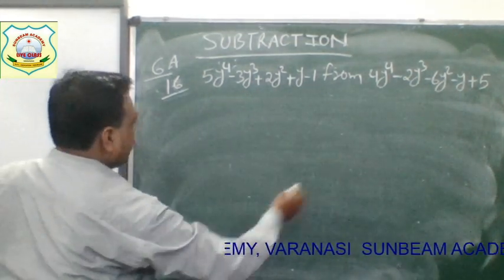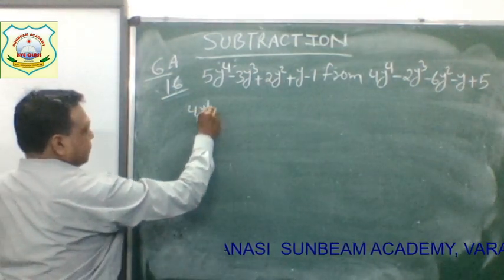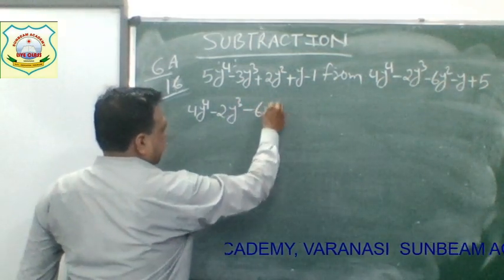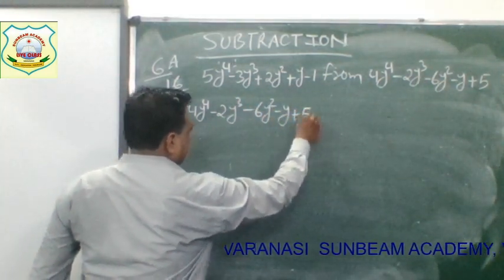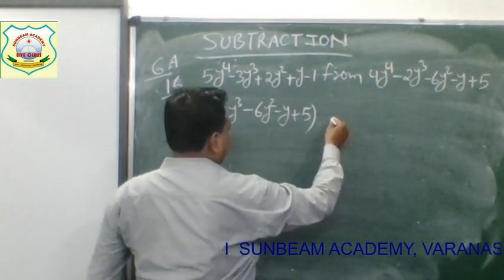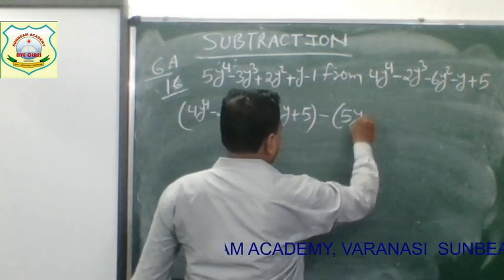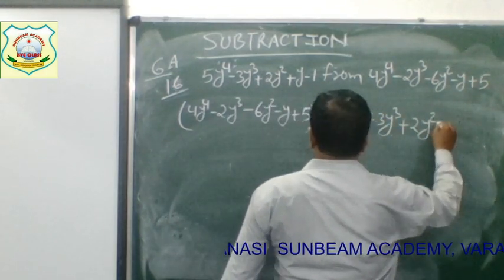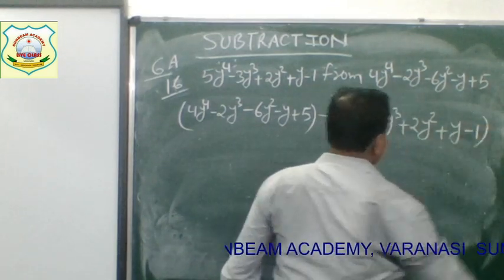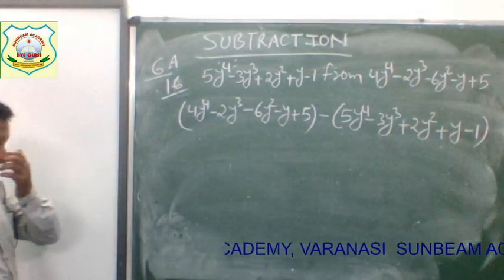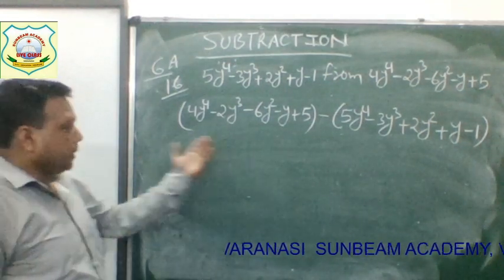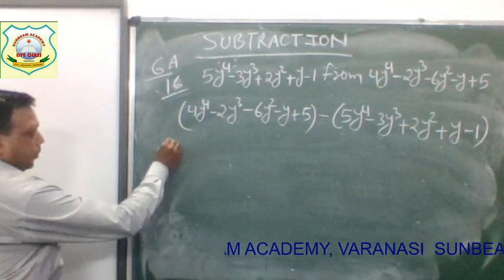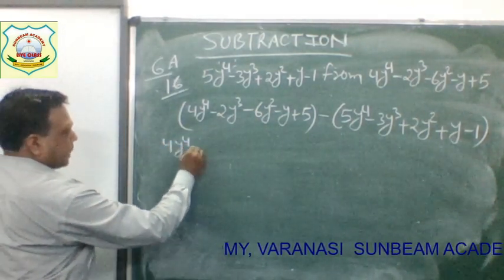Start from the value 4y power 4 minus 2y cube minus 6y square minus y plus 5. Then subtract, minus sign, 5y power 4 minus 3y cube plus 2y square plus y minus 1. Clear, friends? Same thing, in horizontal form we have written 4y power 4. Now open the bracket.